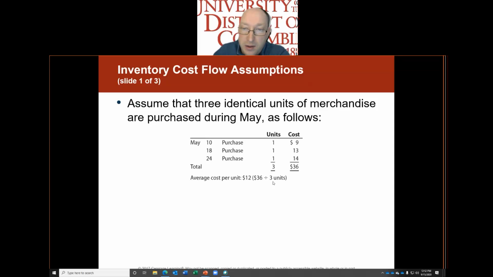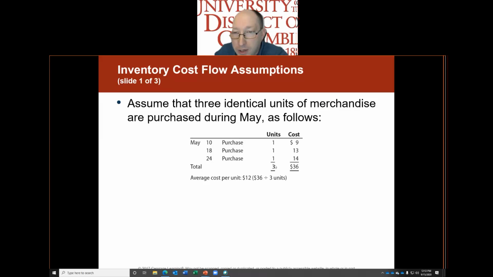I only purchased 3 things, right? But at different costs during different times of that same month. The reason why the costs are different is because maybe the fuel cost changed during the cost of shipping. Maybe the raw materials that we purchased the inventory from changed throughout the month. That's why there's different costs. Or maybe I purchased them from 3 different vendors, but it's the same exact thing. Okay? So May 10th it was $9, May 18th, $13, May 24th, $14.